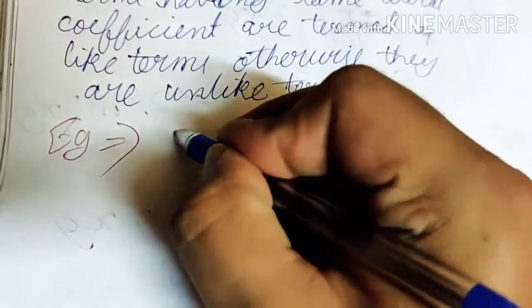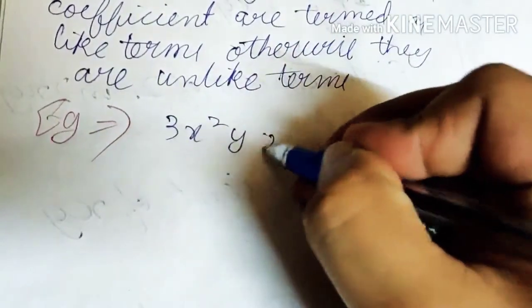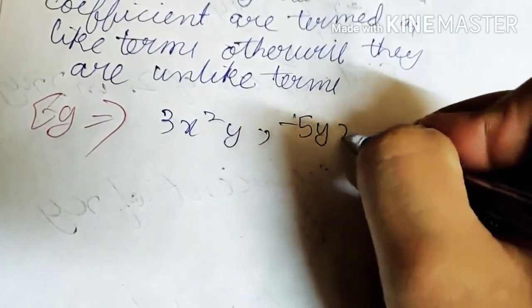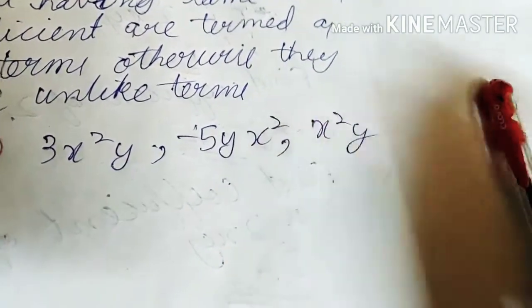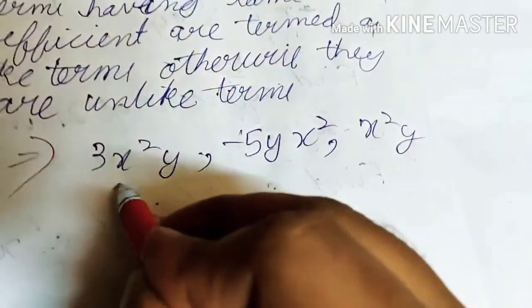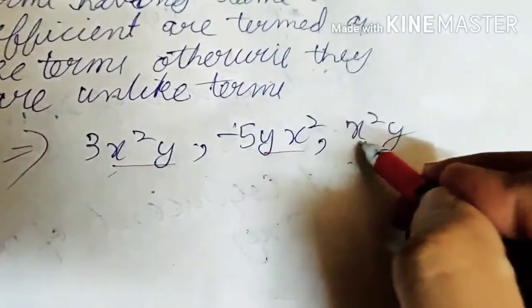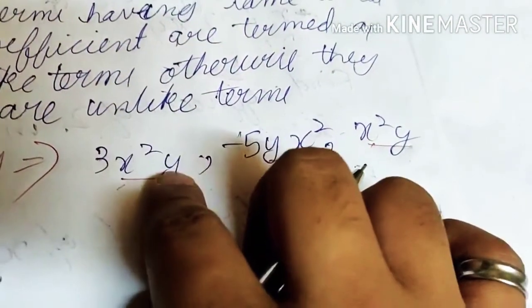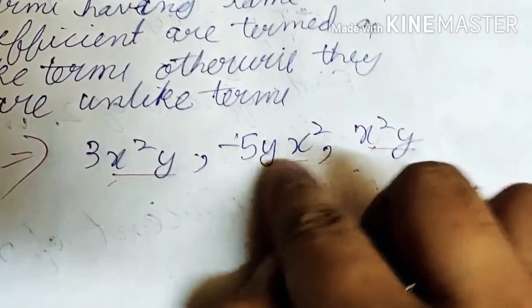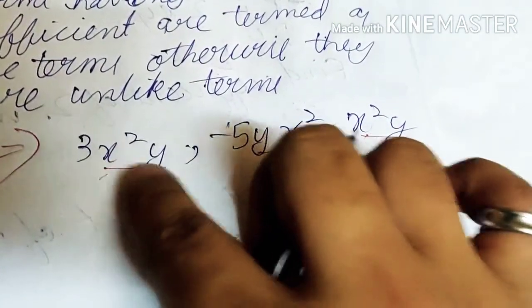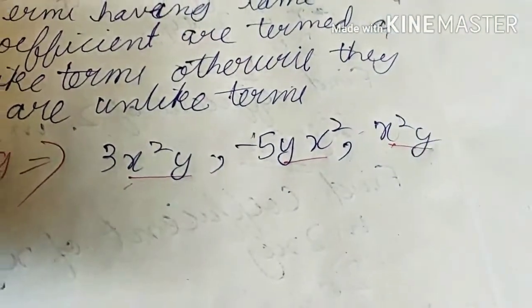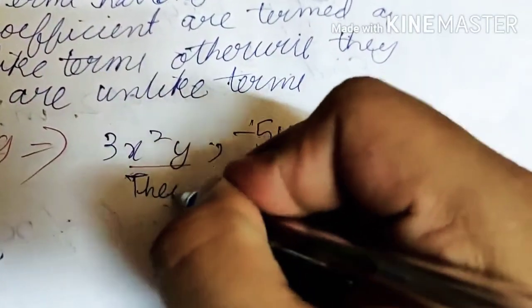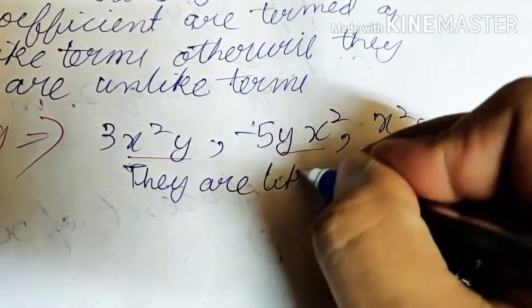Taking the first example here, say 3x square y, comma, minus 5 yx square, comma, x square y. If we see here, this part, the variable part, they are same. x square y, it is yx square, means the same. We have taken 2 times x and 1 time y, 2 times x and 1 time y. Here x square y. So these all have the same variable, so they are like terms.